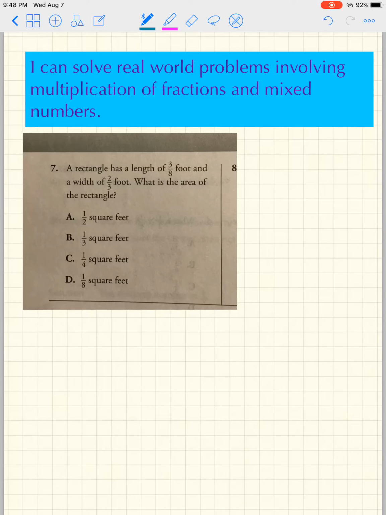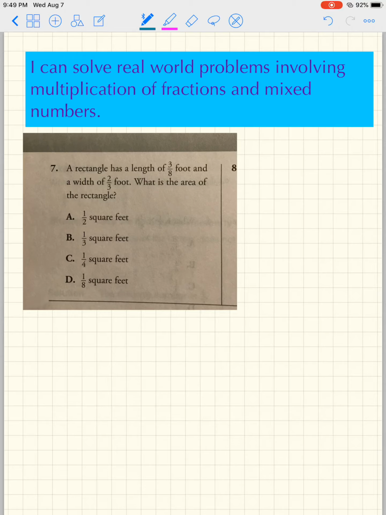This is a review of solving real-world problems involving multiplication of fractions and mixed numbers. So I have an example here, and it's from one of our K-Prep practice books, and it gives a real-world problem. It says a rectangle has a length of 3/8 of a foot and a width of 2/3 of a foot. What is the area?